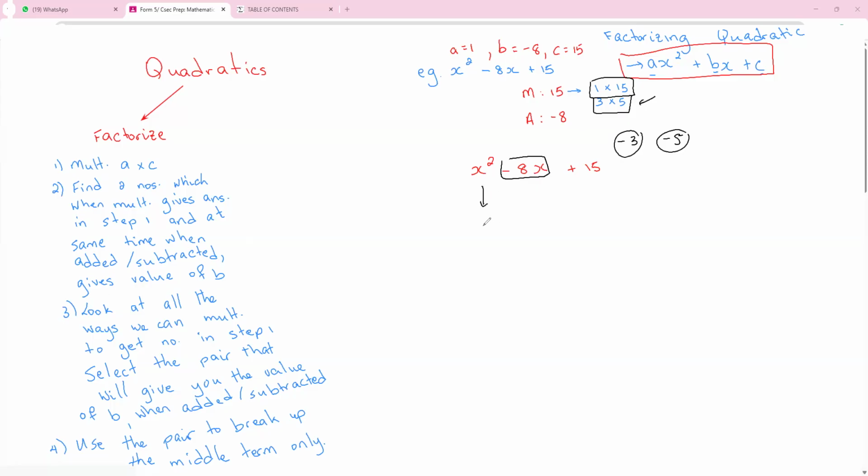So the first term will stay the same. My last term will stay the same. But the middle term, we're going to break it up using those numbers. So it will be minus 3x minus 5x. Because isn't minus 3x minus 5x minus 8x? When we add them and keep the sign, we get minus 8x. So it's like we're breaking it up. We're replacing it.